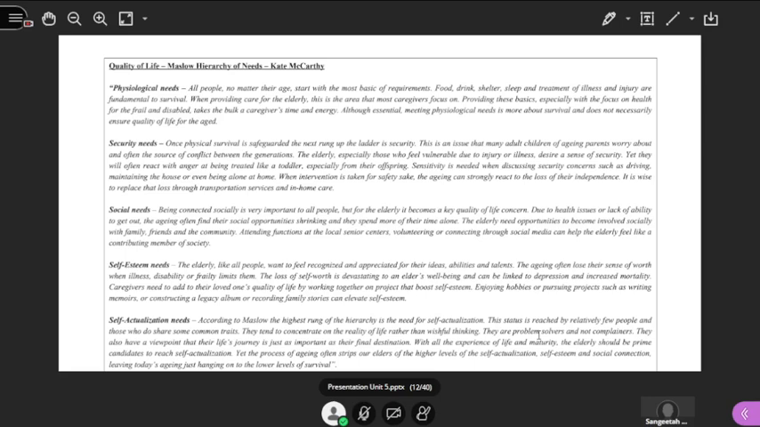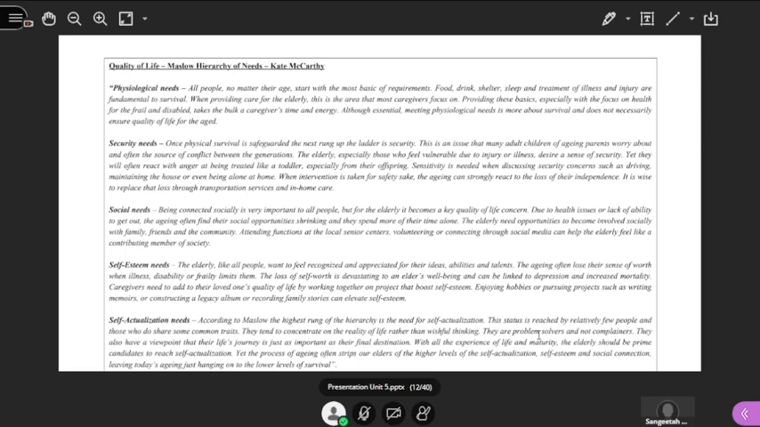So security needs. Once one's physical survival is safeguarded, the next rung up the ladder is security. This is an issue that many adult children of aging parents worry about, and often the source of conflict between the generations. The elderly, especially those who feel vulnerable due to injury or illness, desire a sense of security. Yet they will often react with anger to being treated like a toddler, especially from their offspring.